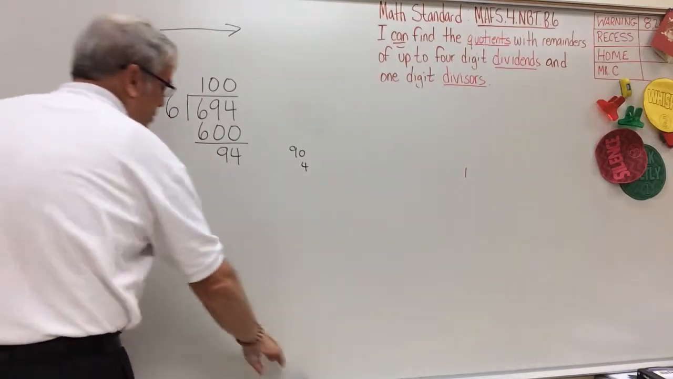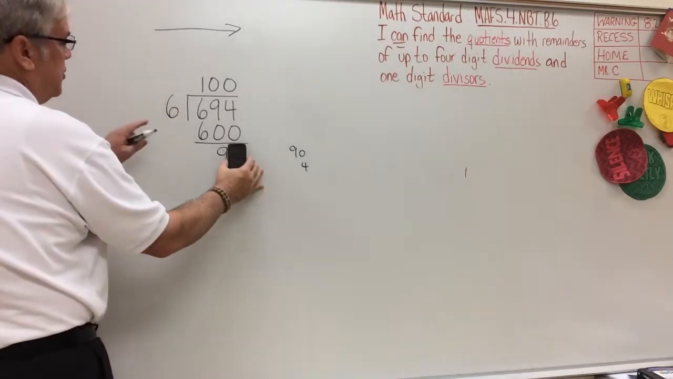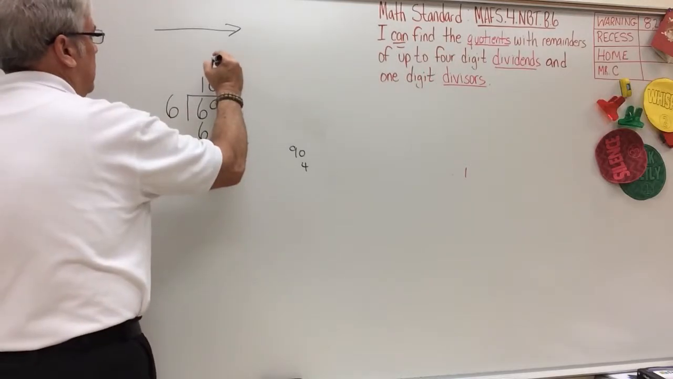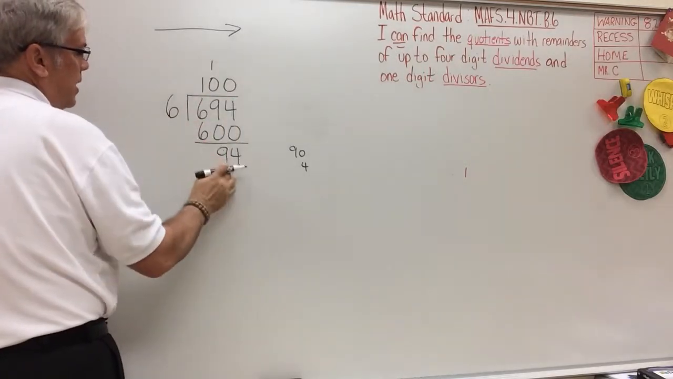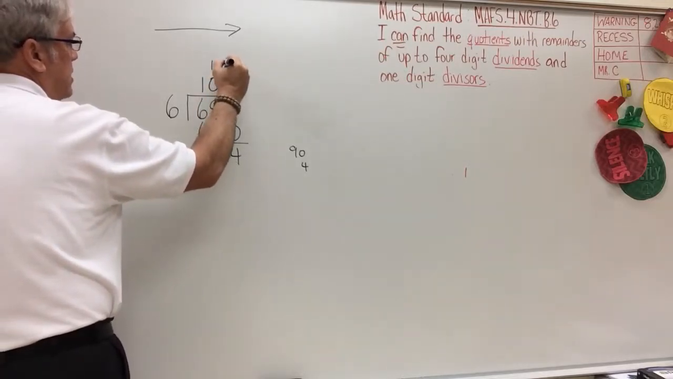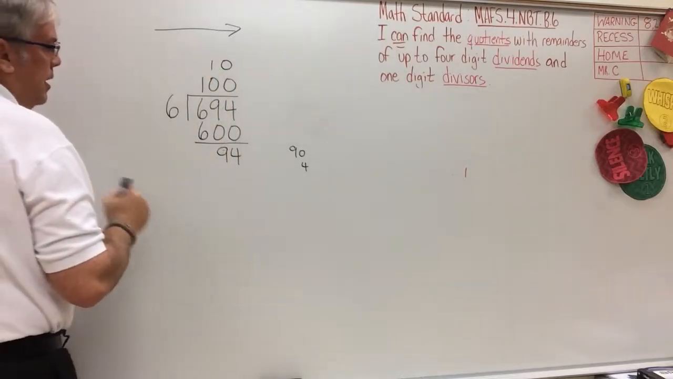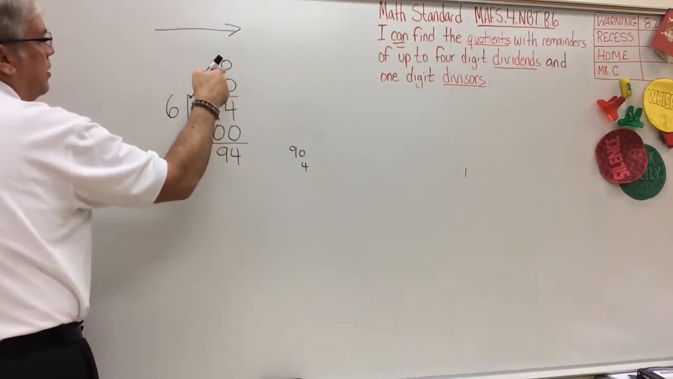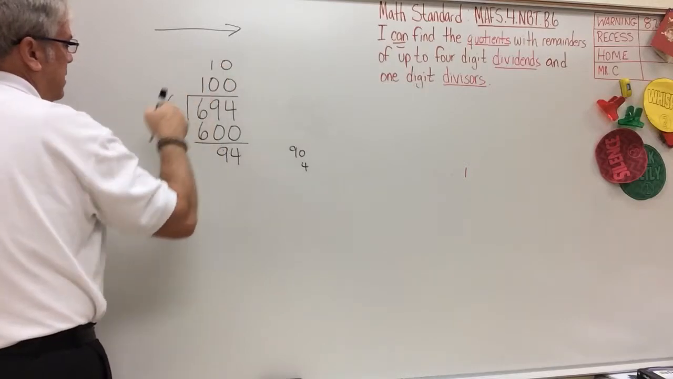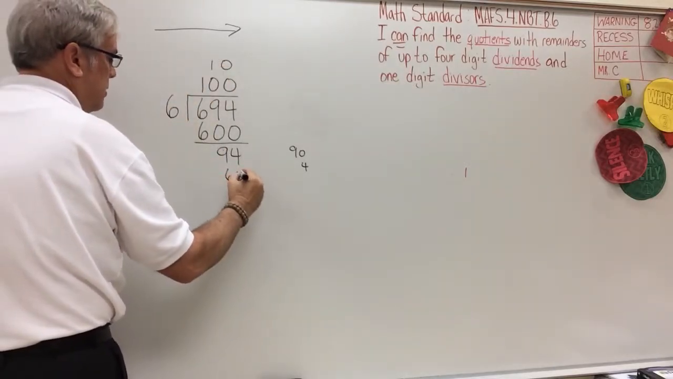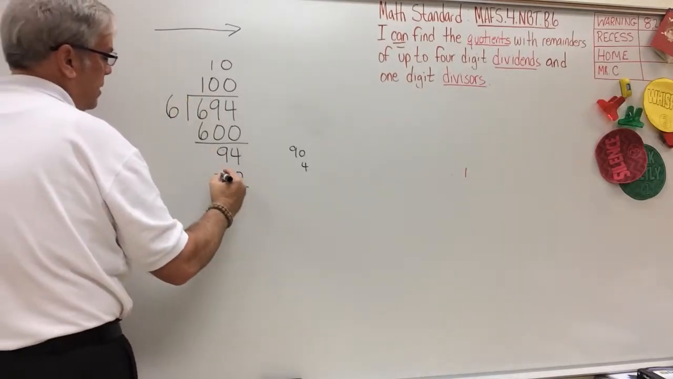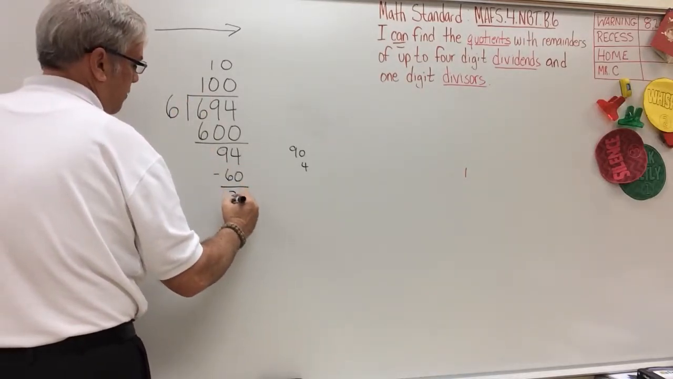Again, if you don't know, just cover it up and say, okay, well, 6 can go into 9 one time, and we have to remember it's not 9, it's 90. So 6 goes into 90 10 times. Okay? And then we take our partial quotient and multiply it by our divisor, and we get 10 times 6 is 60. And then we go ahead and subtract, and we get 34.